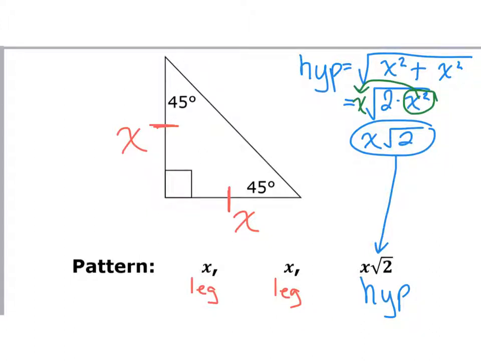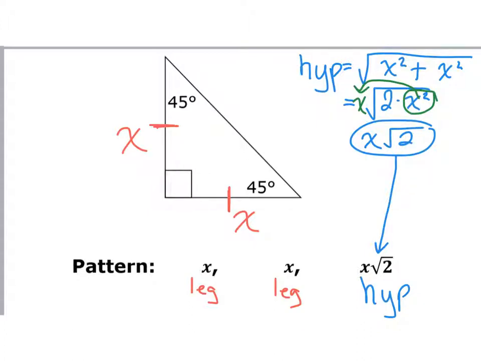So that's showing you where it comes from. It's always the same. So if I know one of my legs is 5, what's the other one? 5. So it's 5, 5, and what's my hypotenuse? 5 square roots of 2. What if one leg is 7, what's the other leg? So it's 7, 7, and my hypotenuse is 7 square roots of 2.